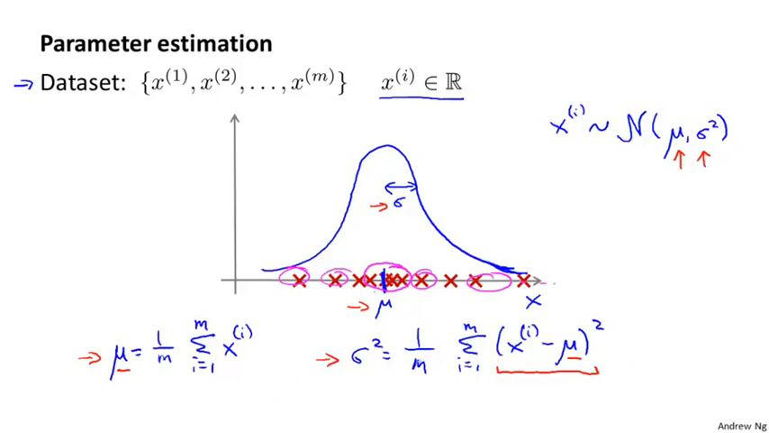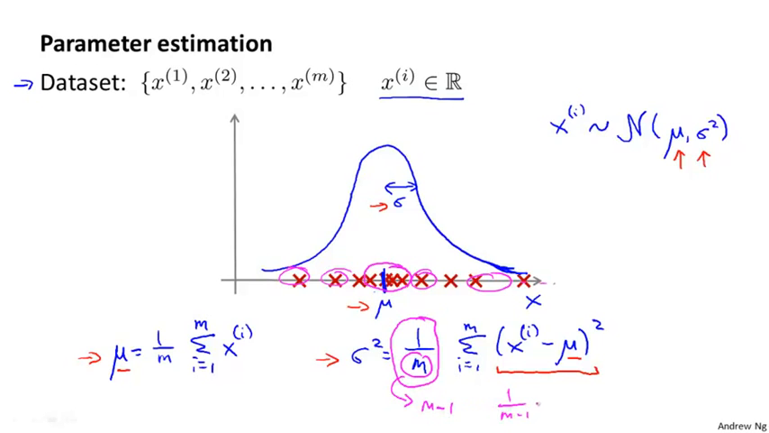Finally, one last side comment, again, only for those of you that have taken a statistics class before. Some of you may have seen the formula where this is m minus 1 instead of m, so this first term becomes 1 over m minus 1 instead of 1 over m. In machine learning, people tend to use this 1 over m formula, but in practice, whether this is 1 over m or 1 over m minus 1 makes essentially no difference, assuming m is reasonably large, that you have a reasonably large training set size.